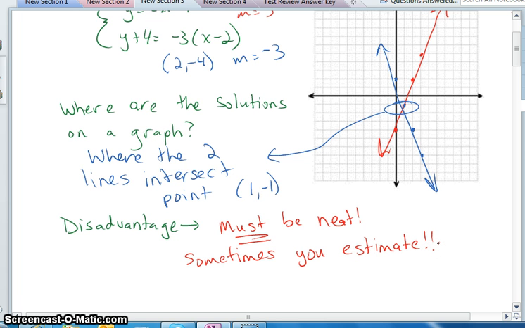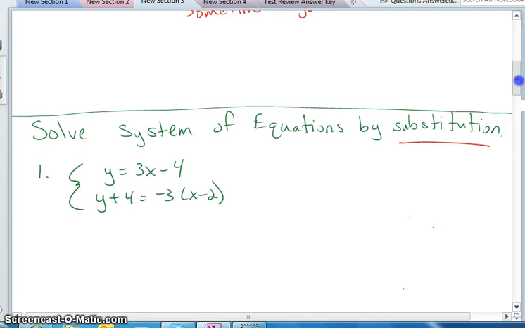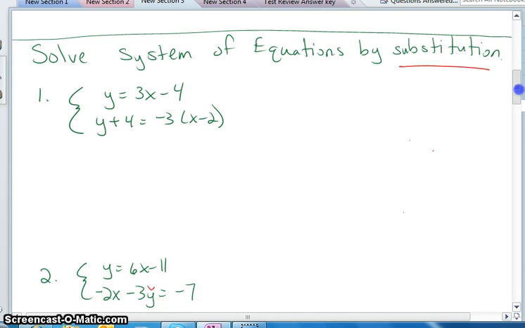So now let's talk about a way to solve a system that's going to give me the correct answer every time. And that's called substitution. Solve a system of equations by substituting. So hopefully you're thinking, oh, you're going to have to put something in place of something else. That's substitution. In this case, I know that y is the same as 3x minus 4.